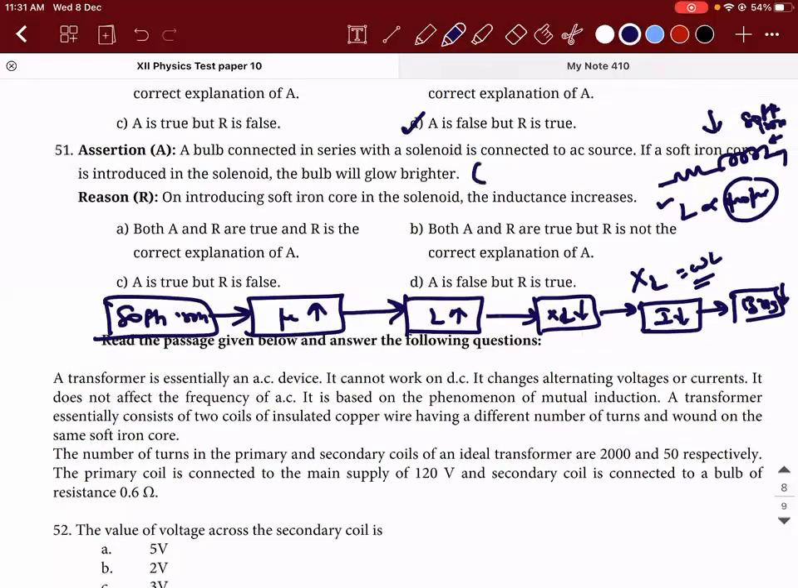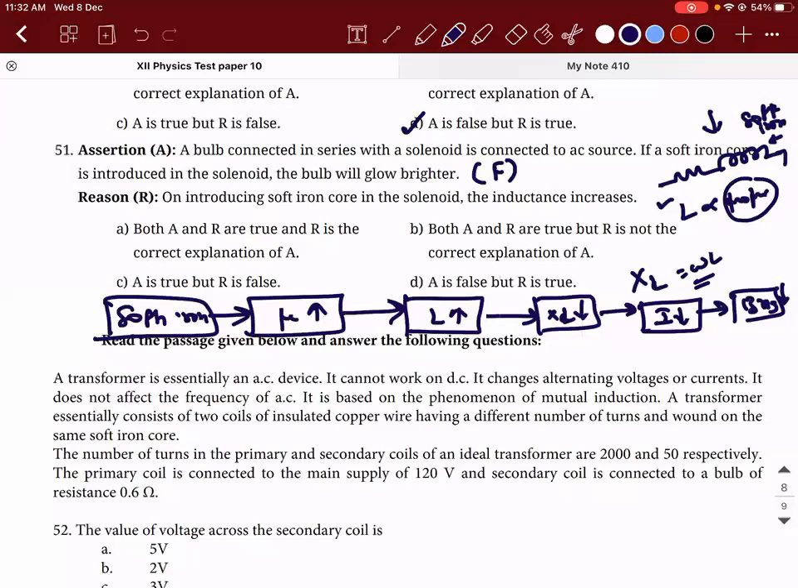So this is false. Sir, introducing a dielectric in the case of a capacitor would be different, right? Yes, for a capacitor, reactance would be inversely proportional. But for a capacitor, they can't use the word soft iron core, rather they'll use the word dielectric.